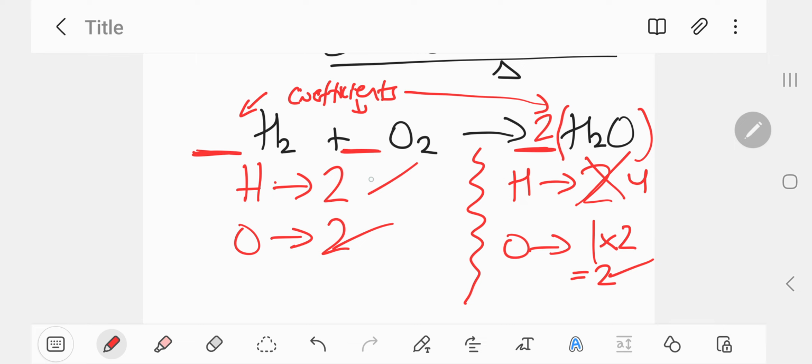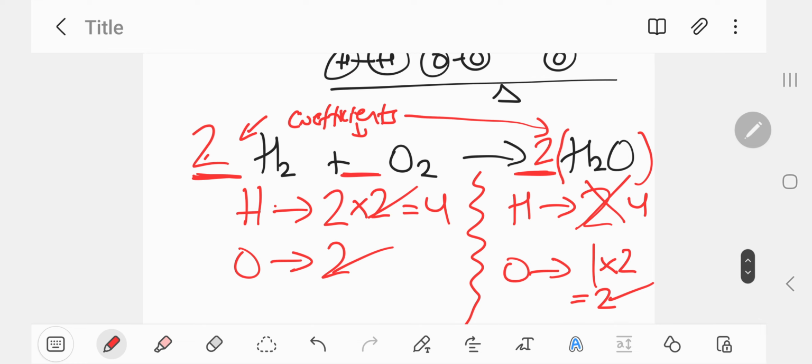So let's now turn this into a 4 over here. The way we do that is we multiply by 2. And we put a 2 out the front. And there we go. That's how we balance an equation. It takes a lot of practice. It's not something you can learn from the get-go unless you're highly competent.